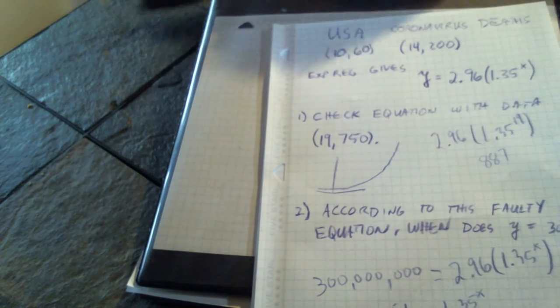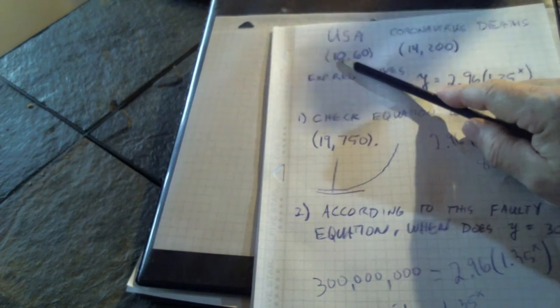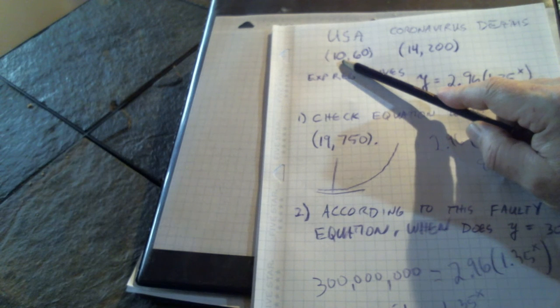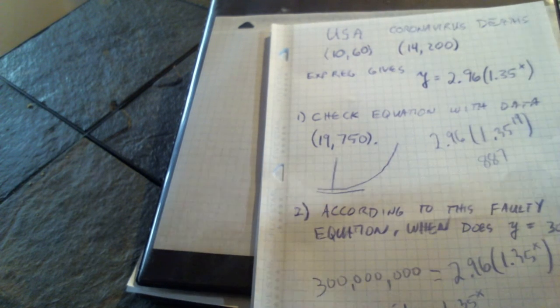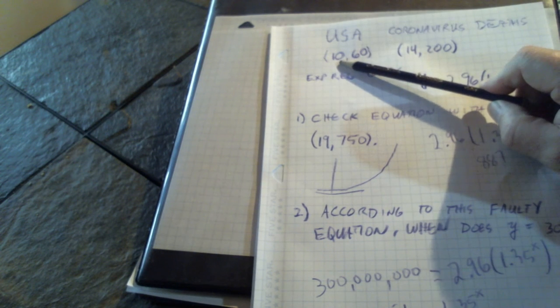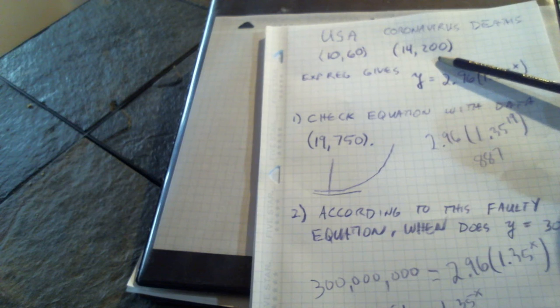And this one I stole right out of the news. So here's from day 0 being the day we had 25 deaths in the United States. So day 10 was 10 days after 25 deaths. We had 60 deaths. And then day 14, 200 deaths. So that's a pretty fast growth.